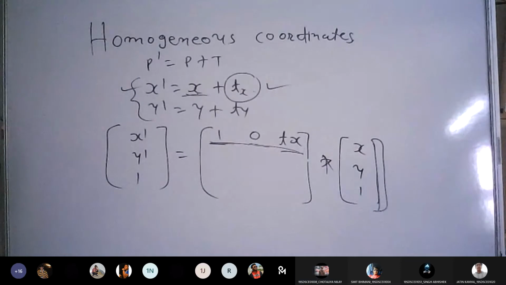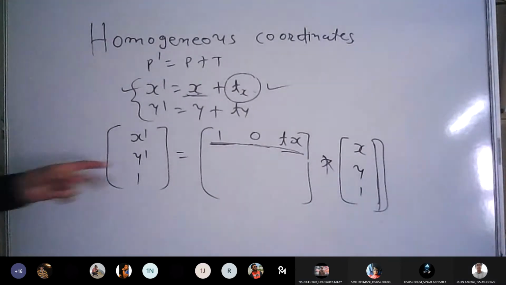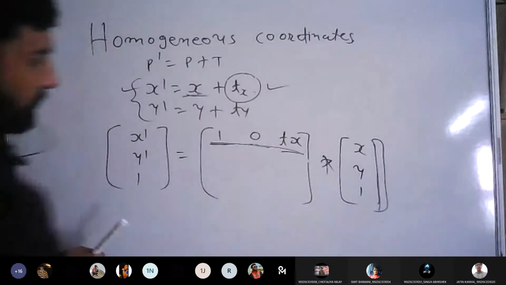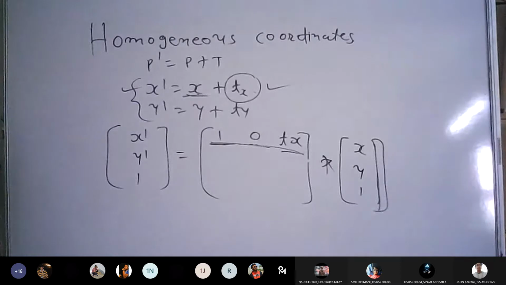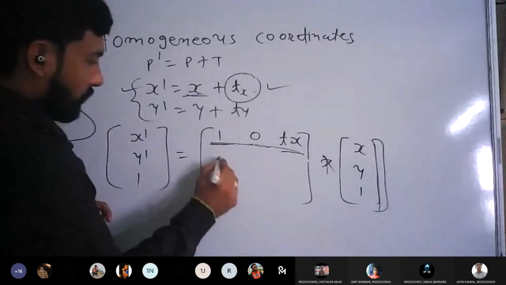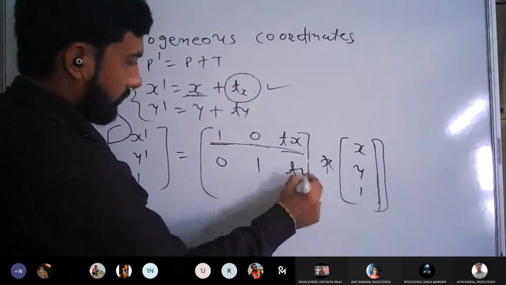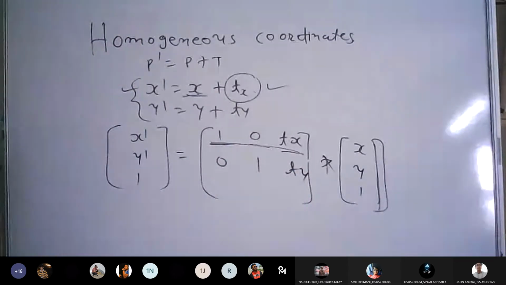No, sir. Okay, so now help me with the second row. What I can write in the second row to find the equation for y dash? 0 1 ty. It is 0 1 ty. How many of you agree with this? 0 1 and ty.